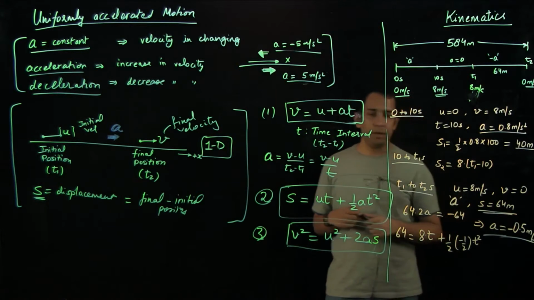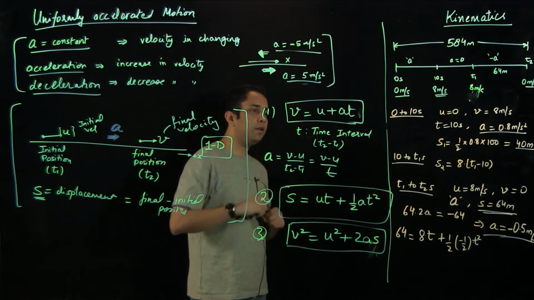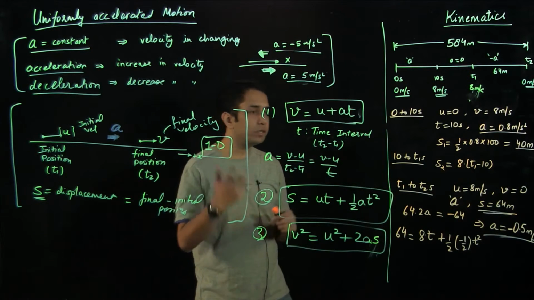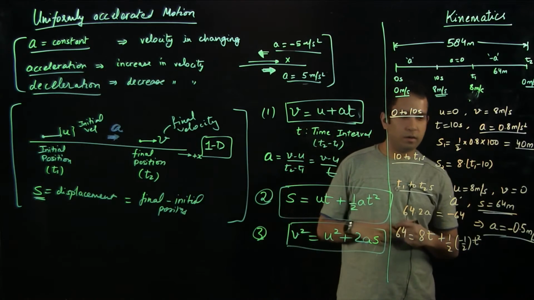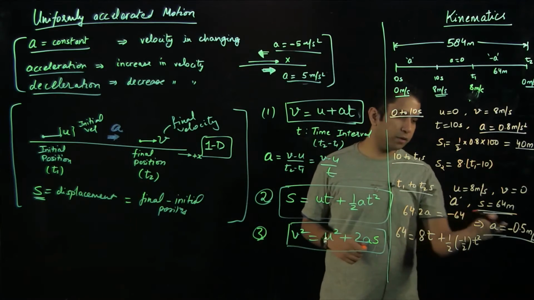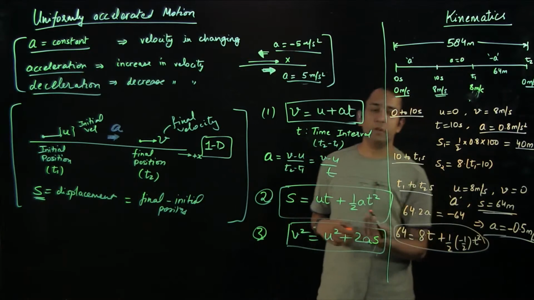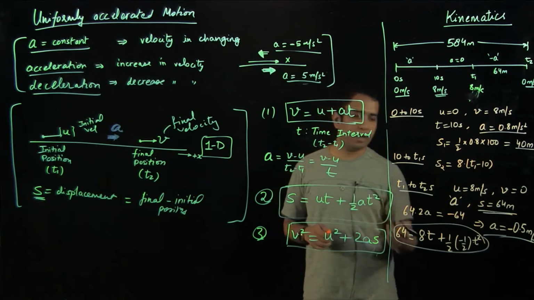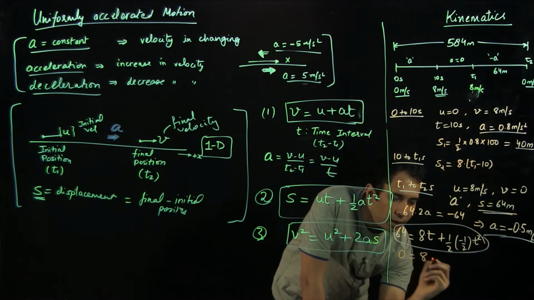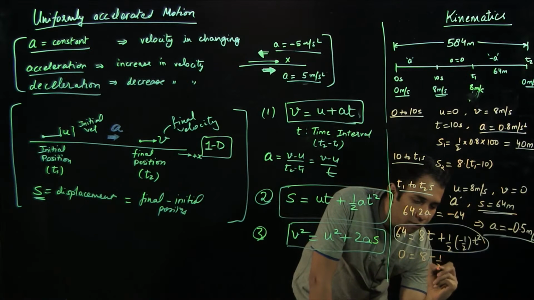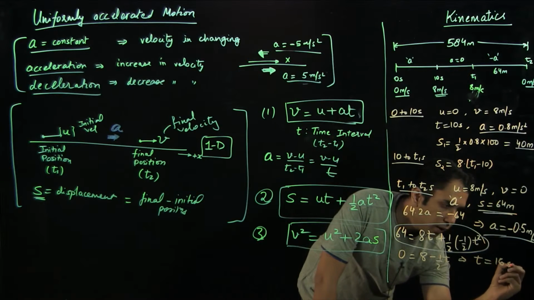The easier method would be applying the first equation to find out the time interval, because I know u, I know v, as well as I know the acceleration which I have just found out using the third equation. So here we can see that using the first equation was much easier to find out t than using the second equation. So v is 0, u is 8, acceleration is minus half, and then t. So it gives us t equal to 16 seconds.